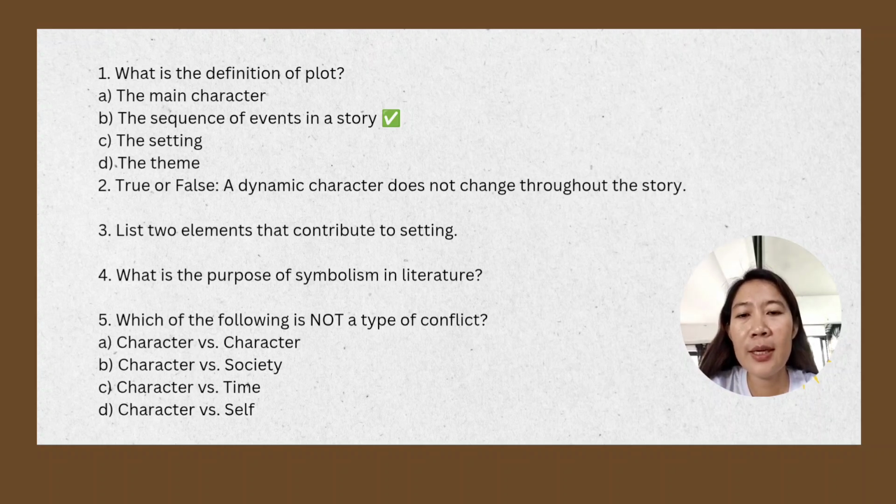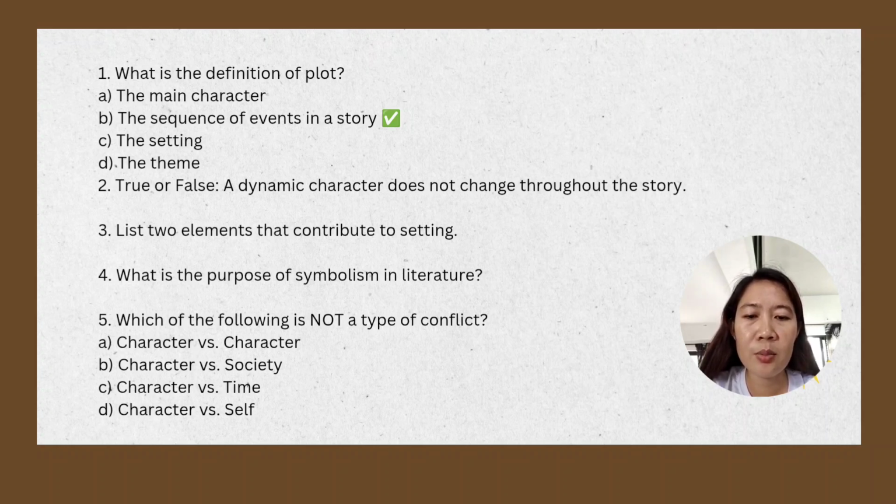And number 5, which of the following is not a type of conflict? Letter A, character versus character. Letter B, character versus society. Letter C, character versus time. And letter D, character versus self. What is the correct answer? Yes, it is letter C, character versus time.